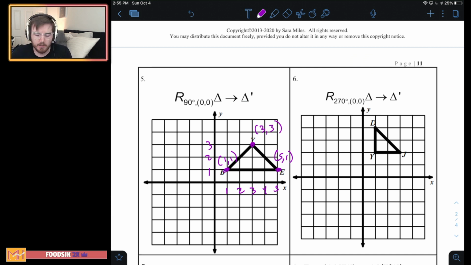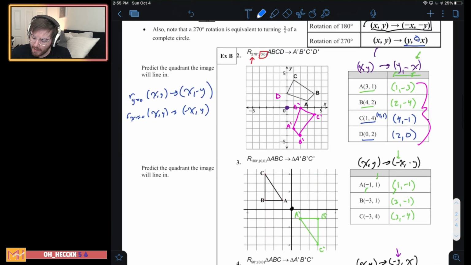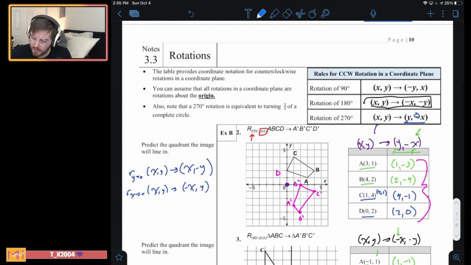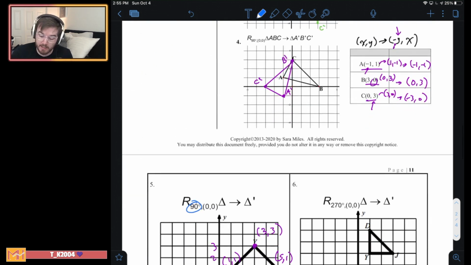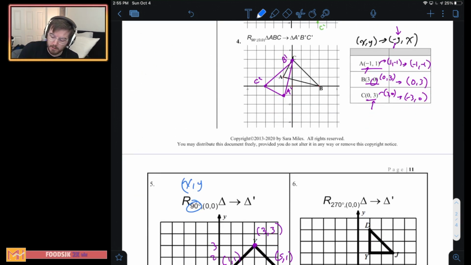Not that much work, right? We now have the points, and now let's apply the rule. Well, which rule do we use? It says 90 degrees. So I go back up here. Which one's the 90 degrees? This guy right here. So (x, y) becomes (negative y, x). So that's the one that we just used.